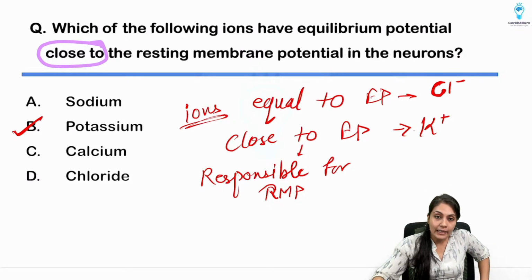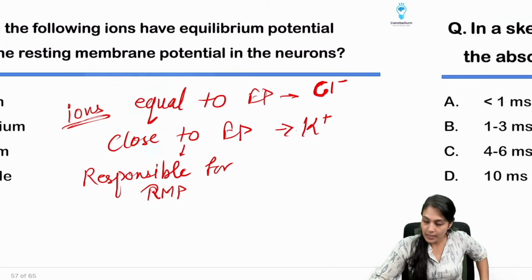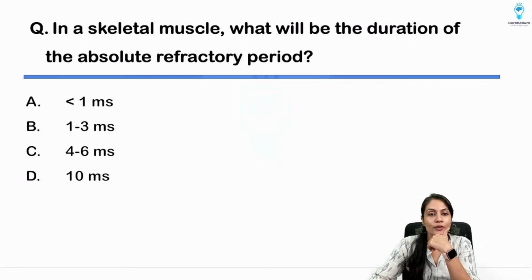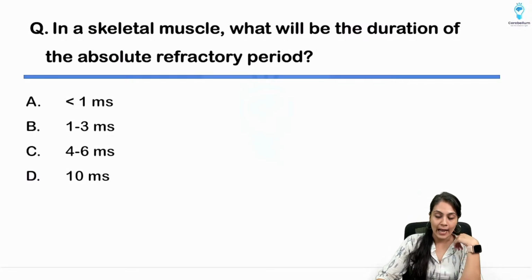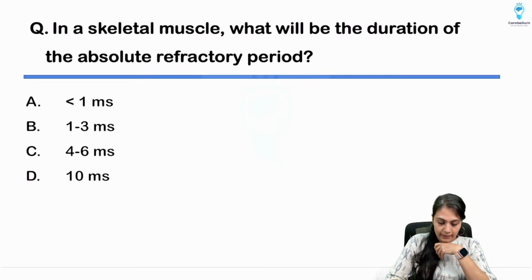It is written correctly. The answer has been given correctly in the question bank also, because in the question bank the same question was given, right? So the answer over here is going to be potassium, because they have asked "close to". Let's move on to the next question. What is going to be the answer of the next question? We have just now discussed the absolute refractory period, so let's write duration of absolute refractory period.